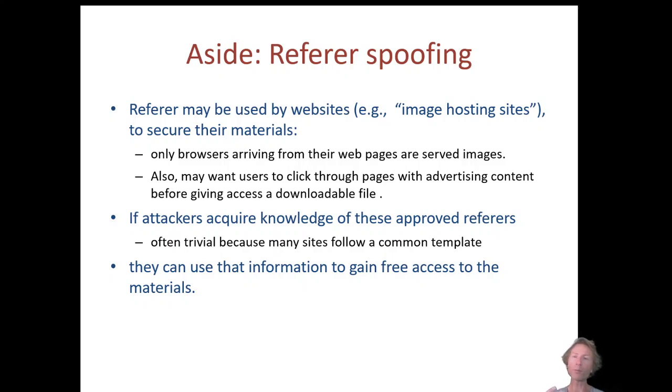And you can use the referrer field to do so, right? So only if your referrer field has the right value coming from that landing page, you allow access to the images. Now, this is problematic when this referrer field becomes known, and an attacker simply creates these referrer fields manually, right? So if you acquire knowledge of these approved referrers, you can use that information to gain free access to the material. So there's clearly issues with referrer fields, and you have to be very careful how to use them. You cannot outlaw them altogether because there are also legitimate users of referrer headers.